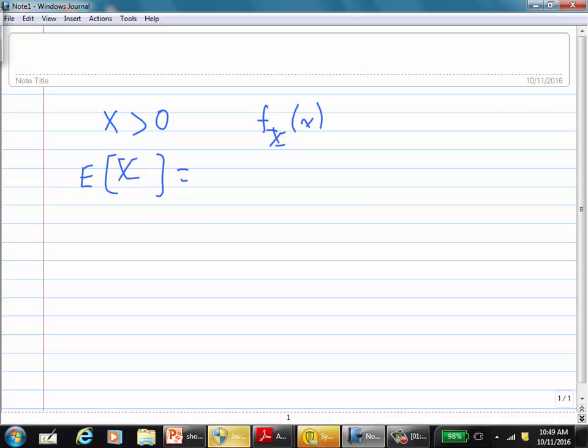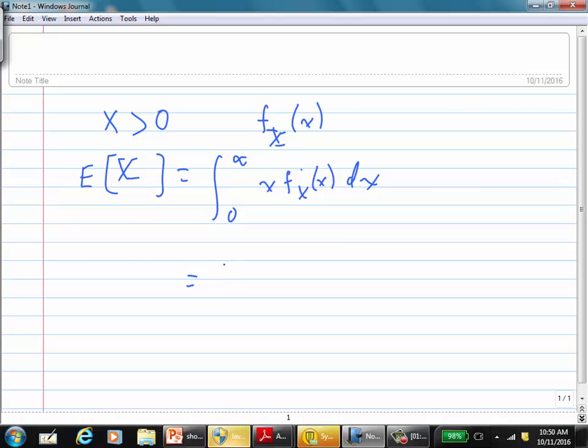So if you're given the density function, the random variable is positive, greater than 0, so what is the expectation? It is the integral from 0 to infinity of x f of x dx. I can write this integral in 2 parts.